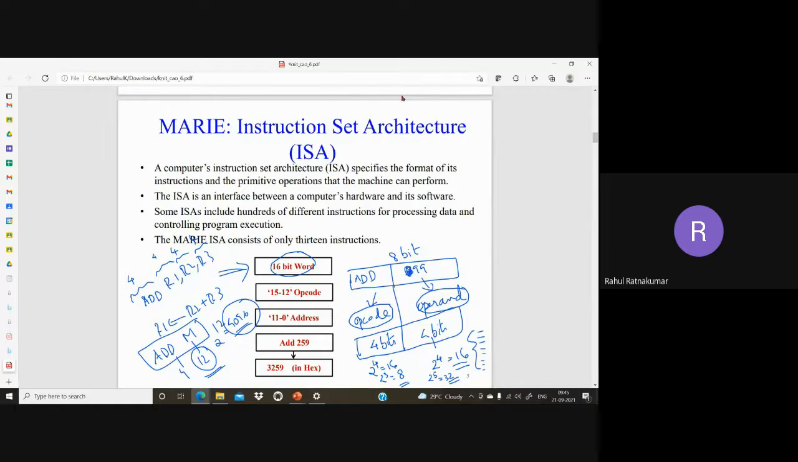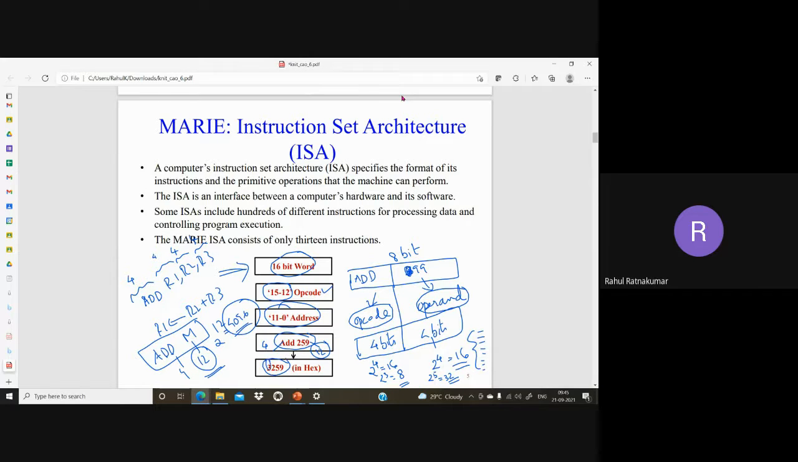Here we have defined bits 15 to 12 as the opcode. We give 4 bits for the opcode: 15, 14, 13, 12. And bits 11 to 0 are for the memory address. So for an instruction like add 259, the add has 4 bits, and the 259 is stored in the 12 bits, so it can access 2 raised to 12 locations. In hex code it looks like this: 3259.